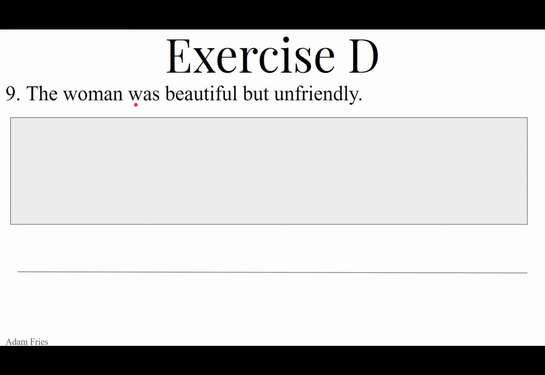Femina erat. What was she? She was pulcher, pulchra, pulchrum. Nominative singular feminine. The predicate nominative will be pulchra. So femina erat pulchra. But is sed, S-E-D, sed. Unfriendly. Inimicus, make it nominative singular feminine. The predicate nominative, inimica. The woman was beautiful but unfriendly. Femina erat pulchra, sed inimica.